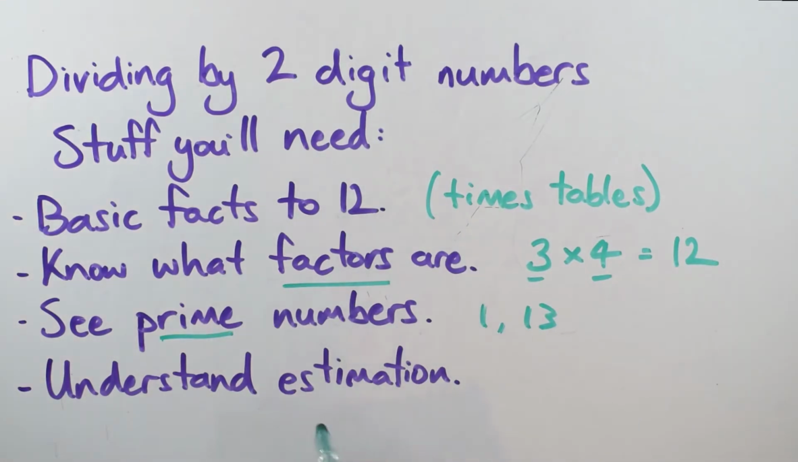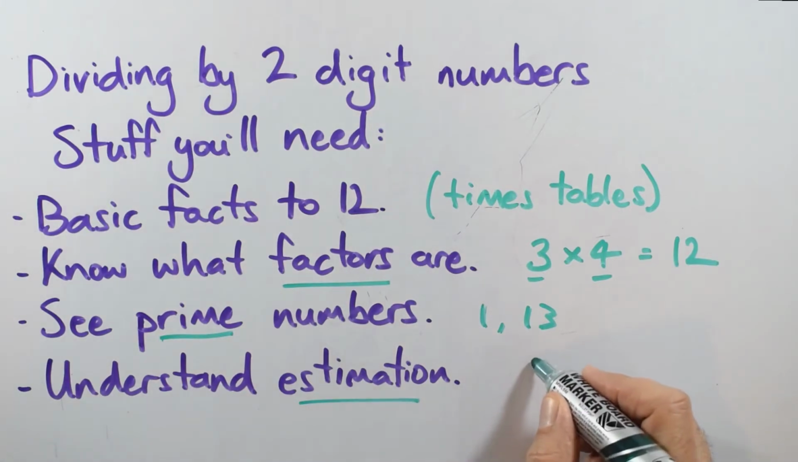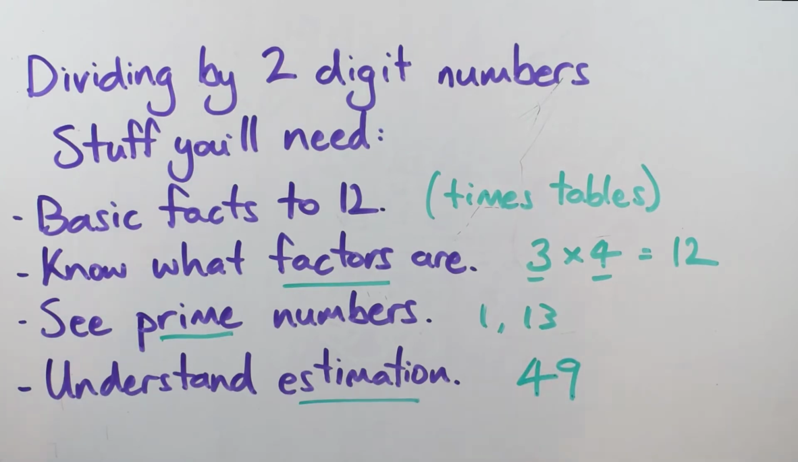Then the last one is understand estimation. Estimation is another word for guessing or having a rule of thumb. So if I was to say 49, I can round that up to roughly 50. I can estimate that it's nearly 50, and I can use that, as my old physics teacher used to say, as my bucket maths. I can say 49 is nearly 50. Now if I think about it like that, I can guess how many times it'll fit into another number.